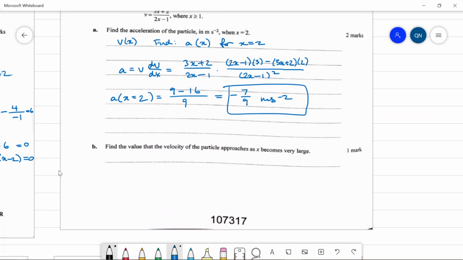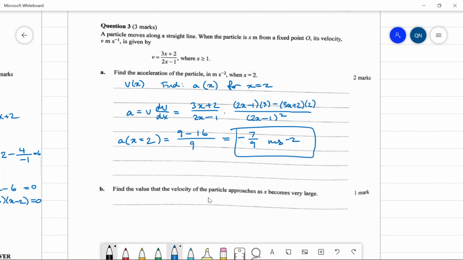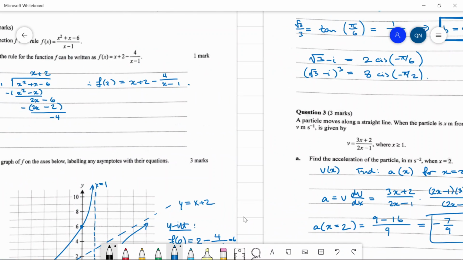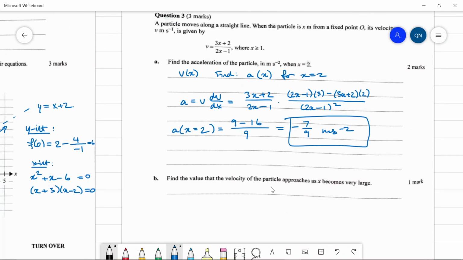Maybe I applied that formula incorrectly. Find the value that the velocity of the particle approaches as x becomes very large. So we just take a look at this expression, and maybe we need to rewrite it in a similar form to question 1, with the hyperbola part. So we can take a look at the limits as x approaches infinity. So how do we do that?